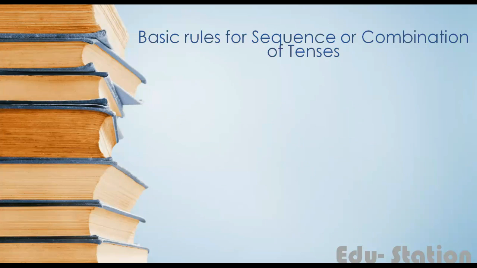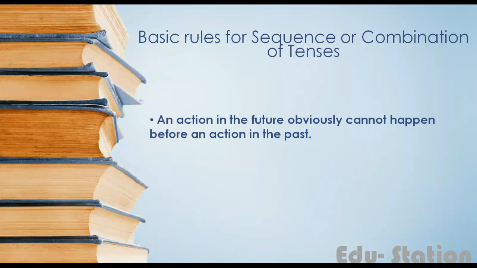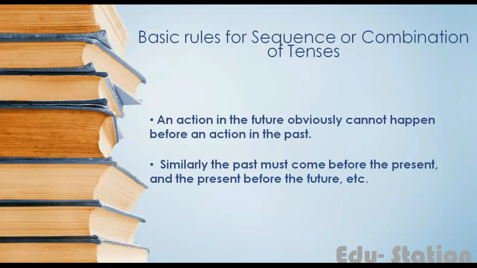Basic rules for sequence or combination of tenses. An action in the future obviously cannot happen before an action in the past. Similarly, the past must come before the present and the present before the future.